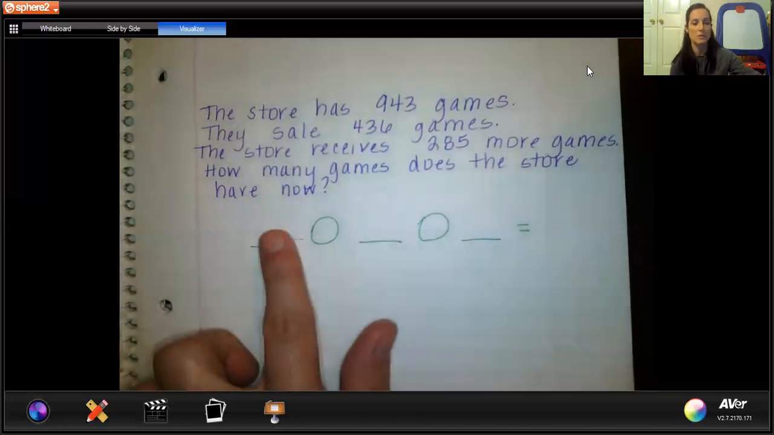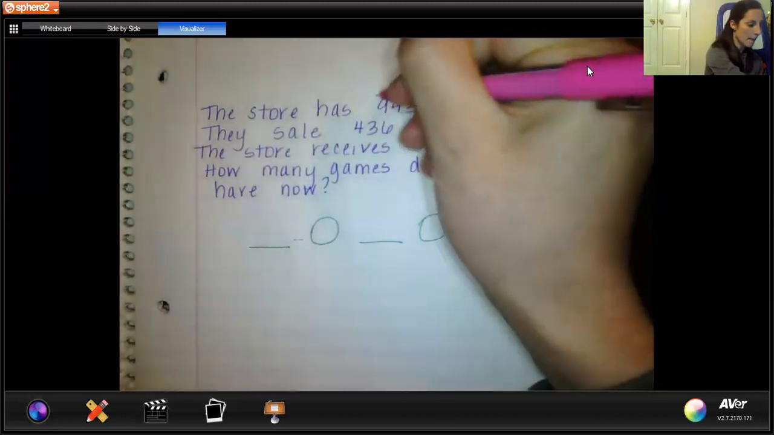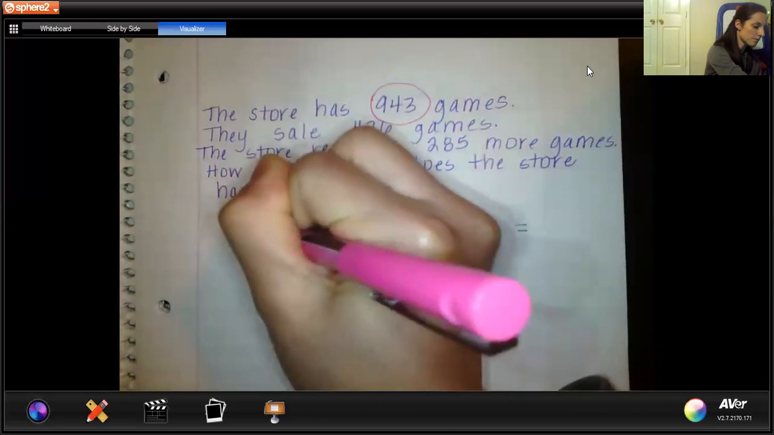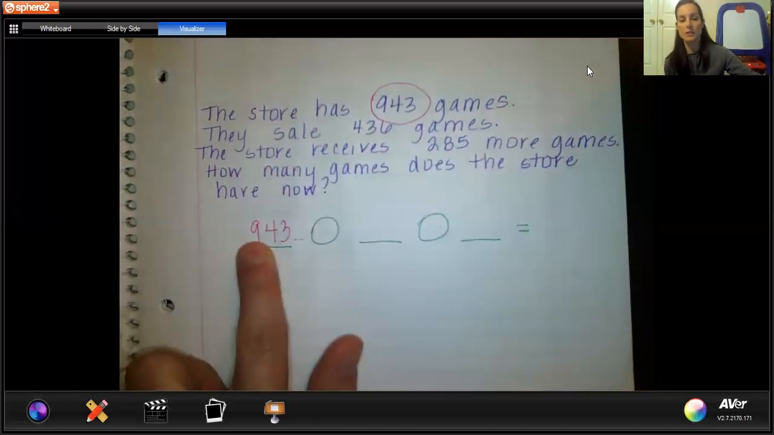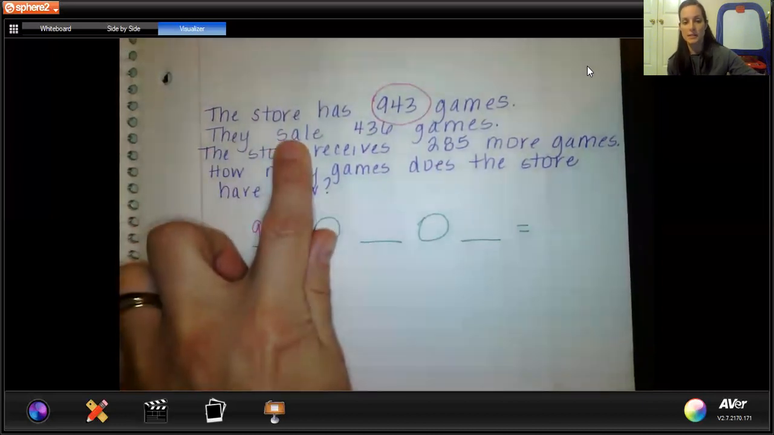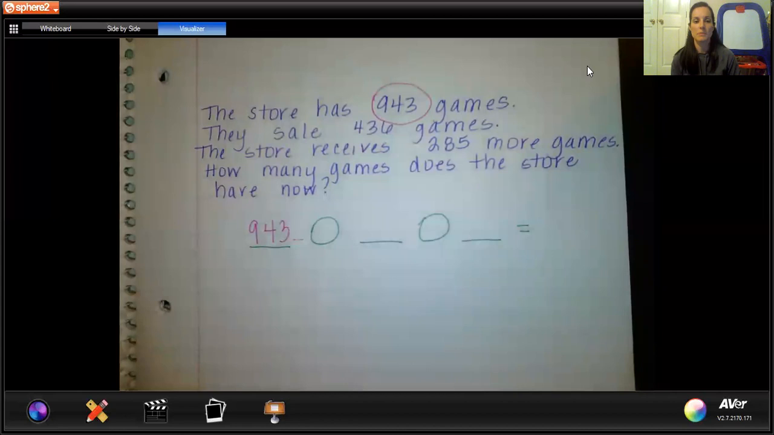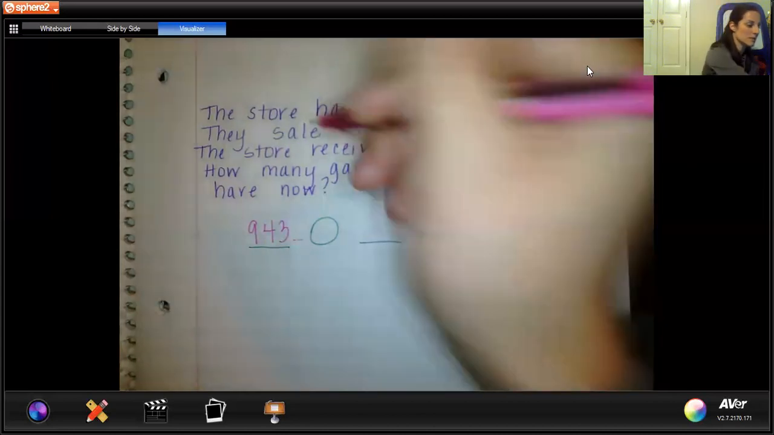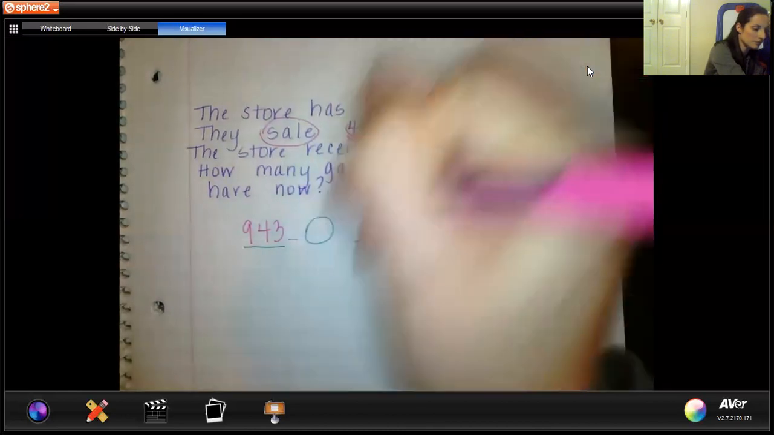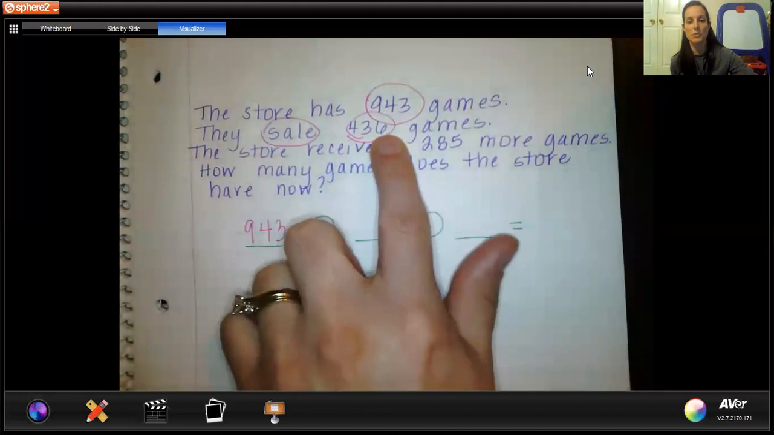So we're going to start with this first number over here. So the store had 943 games. That's what they're starting off. So that first number would go in your first spot. Now, if they sell 436 games, they no longer have those games. They have sold them to people who want those games. So we are going to subtract the number of games they sold, which is 436.